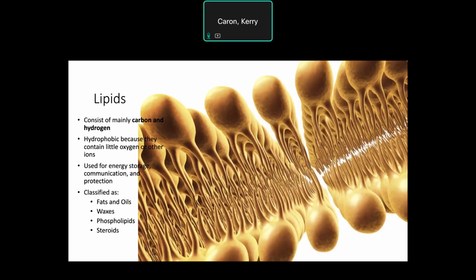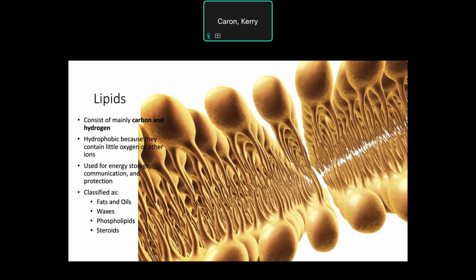Your lipids, okay, this is kind of a cool picture. So you've got hydrophilic heads and hydrophobic tails. And what happens is the hydrophobic tails kind of face each other and it makes like a barrier. Lipids or fats are made of carbon and hydrogen. And they're hydrophobic because they contain very little oxygen. And lipids or fats are great for energy storage, communication, and protection.